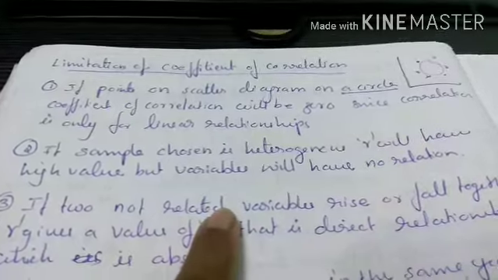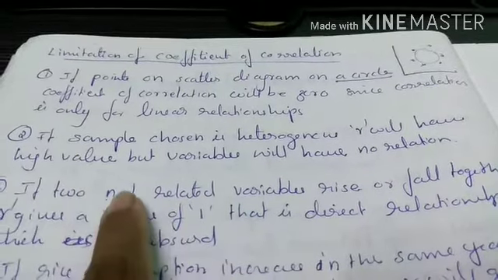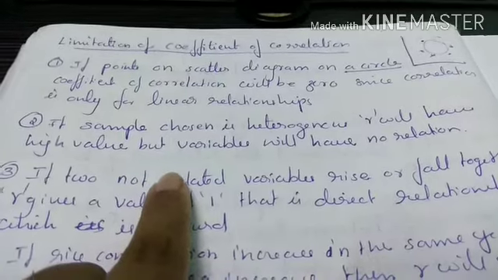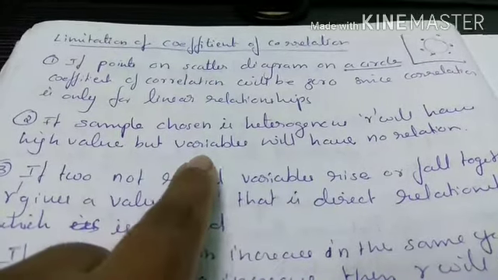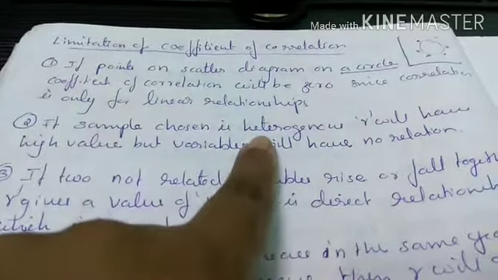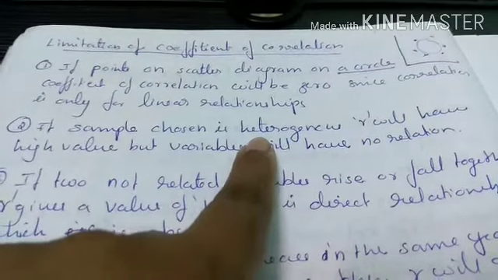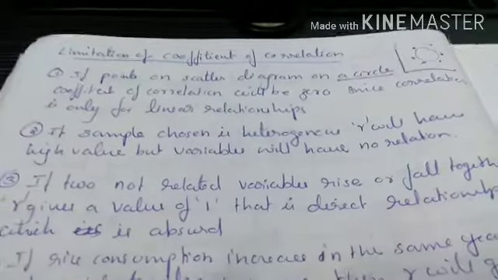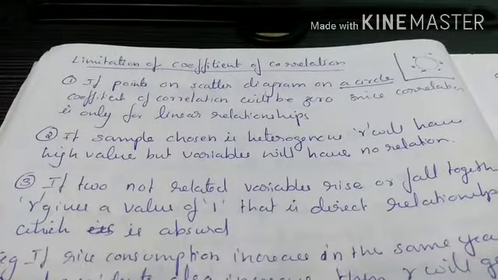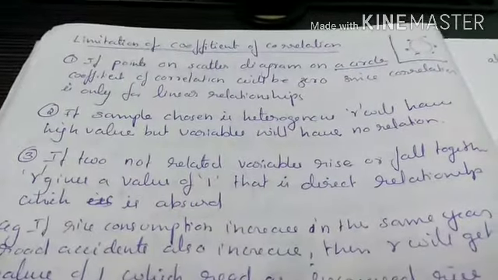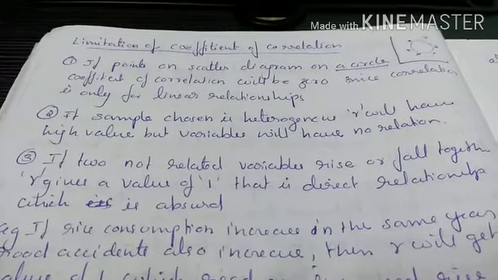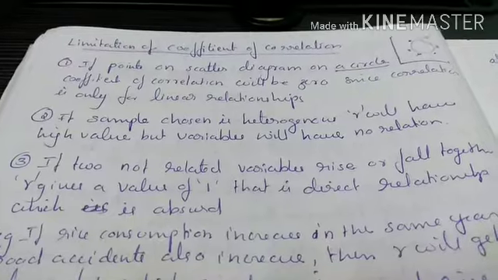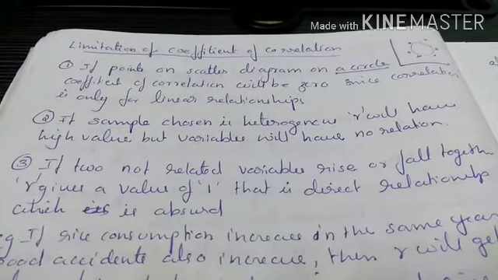If the sample chosen is heterogeneous, R will have a high value but the variables will have no relationship. That is, if we choose a heterogeneous sample, consisting of elements which have no relationship between them, R will have a high value. That does not imply that they have a perfect relationship; there will be no relationship.